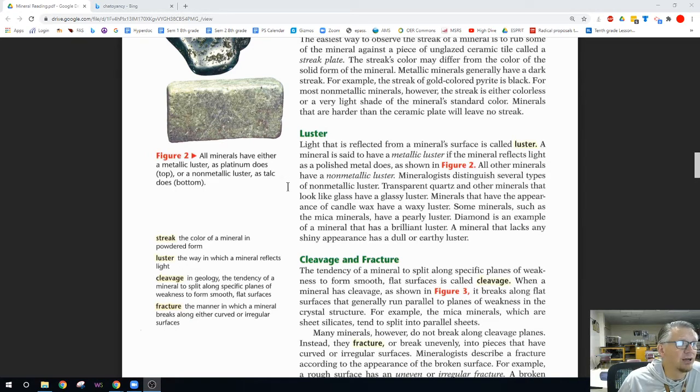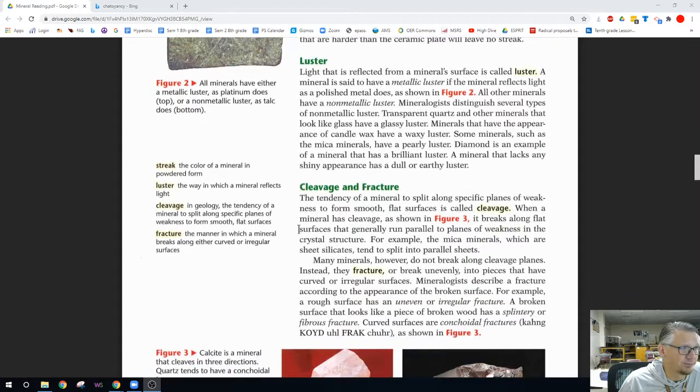Transparent quartz and other minerals may look like glass and have a glassy luster. Minerals that have an appearance of candle wax may have a waxy luster. Some minerals, such as mica minerals, may have a pearly luster. Diamond, for example, is a mineral that has a brilliant luster. Minerals that lack any shiny appearance have a dull or earthy luster.